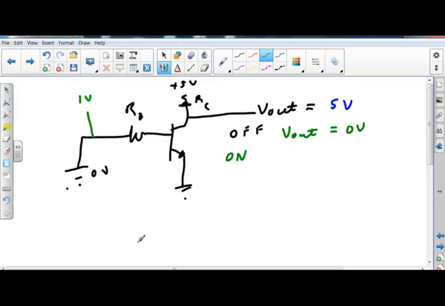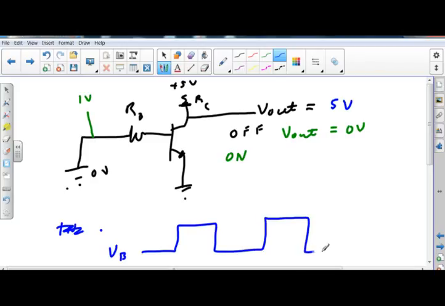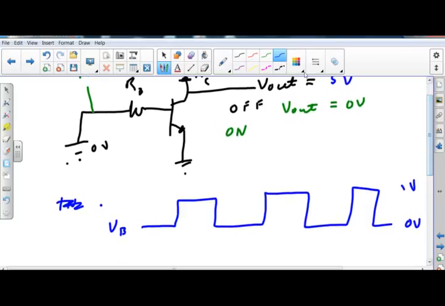So now I've got an input signal, I'll call it voltage at the base. Our voltage at the base is low, it's high, it's low, it's high, going up and down. 0 volts, 1 volt. And my output is V out.